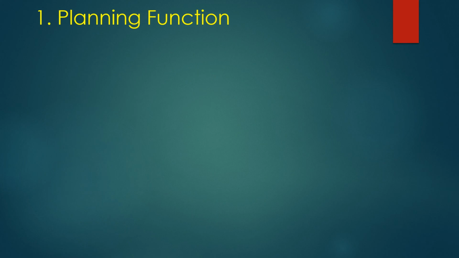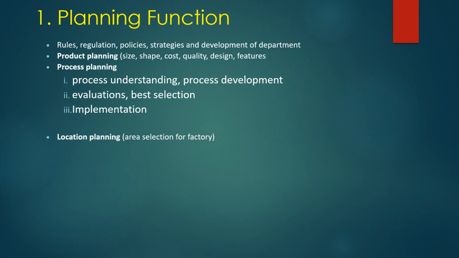So here we have the planning function, where planning is concerned with the rules, regulations, policies, strategies, and development of the department. There is further product planning, where the size, shape, cost, quality, design, and features of the product are discussed and planned. Next is process planning, which includes process understanding, development, evaluation, best selection, and implementation. Next, we have location planning, which is concerned with area selection for a factory.